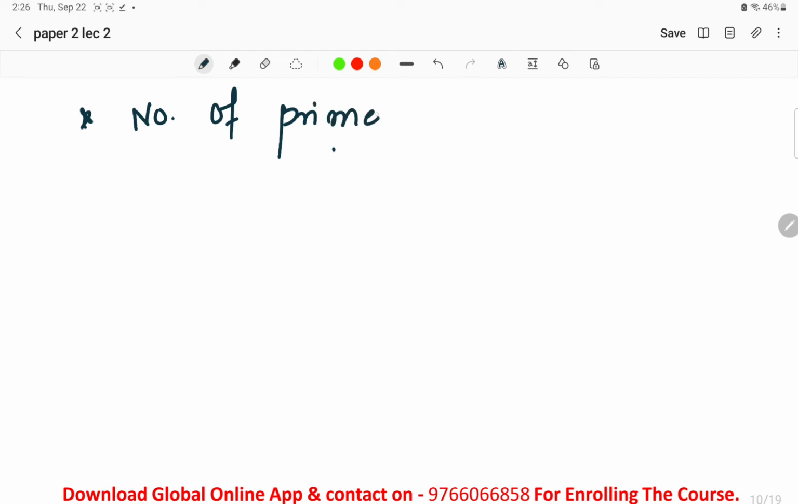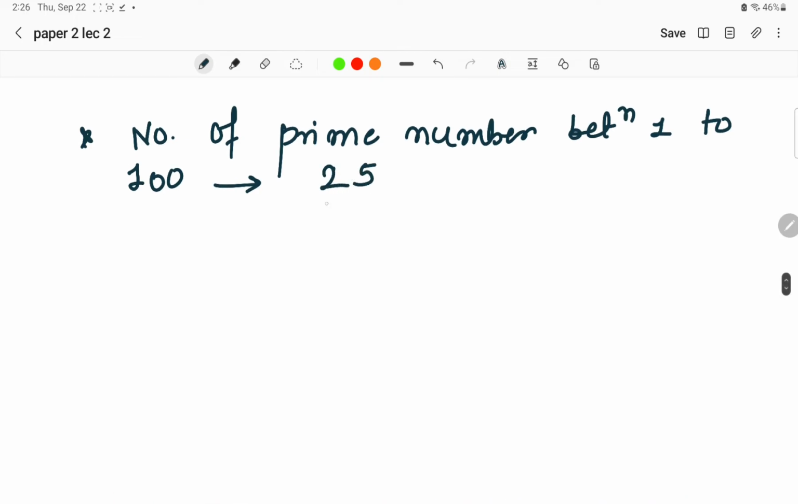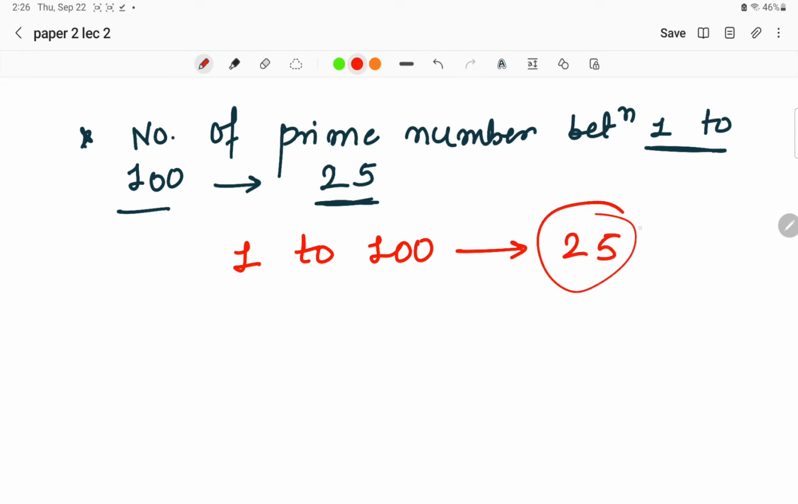Next, the number of prime numbers between... I am writing this, and you must also write this whenever I am writing, because that will make things clearer. There are 25 prime numbers between 1 and 100. Between 1 and 100, how many prime numbers are there? There are 25 prime numbers.